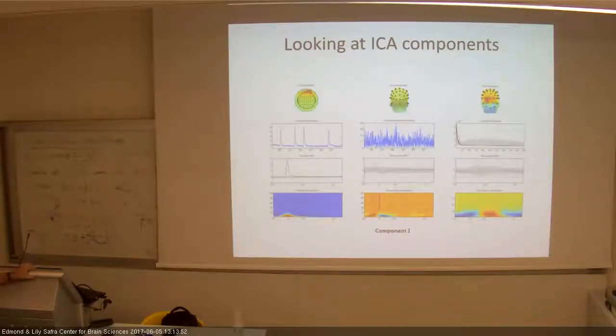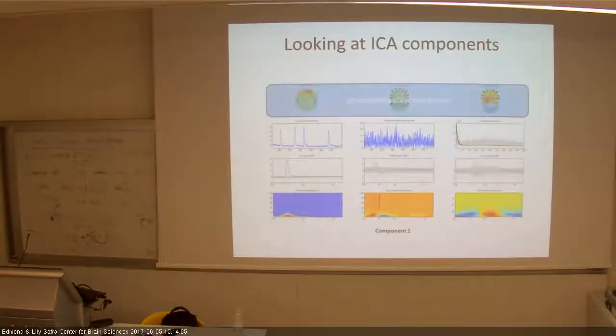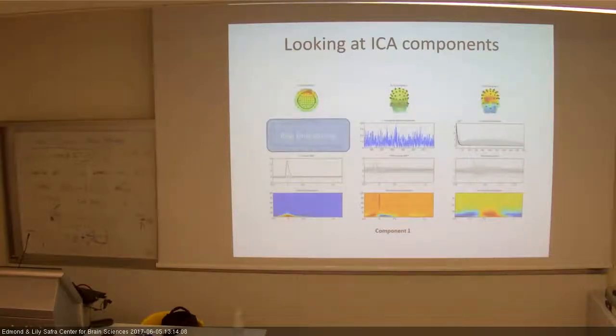So what you see here are different components, and the way we show it is that you see on top the topography from the top, from the back, and from the front. This is the component distribution. This is the raw time course of the component over time. This is the broadband power of this component over time. This is the spectrum of the component data without time resolution.